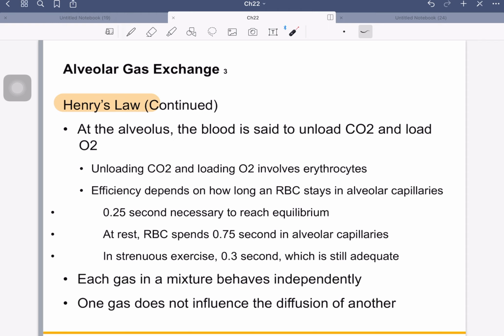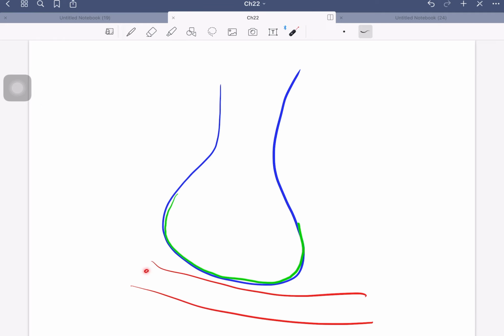Let's talk more about Henry's law. At an alveoli, the blood is said to unload CO2 and load oxygen. Okay, so that's moving stuff from the blood into the other tissue or into the alveolar space. And of course, the unloading of CO2 and O2 involves erythrocytes. Depends on how long a red blood cell stays in the alveolar capillaries. This is one thing to also consider, going back here, that a red blood cell doesn't just kind of travel to the alveoli and then stop. Kind of like a transport truck who backs into a bay to get loaded with stuff for 5 hours and drives away. This red blood cell is going to keep moving along.